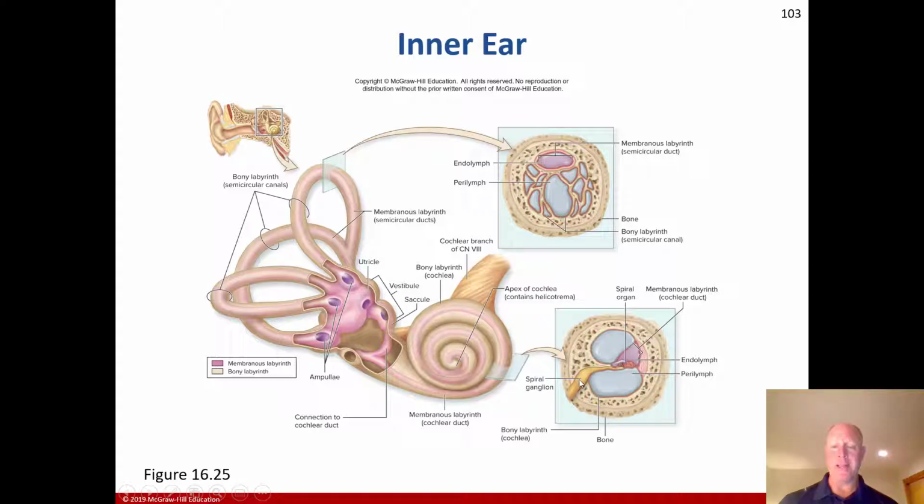This is our spiral ganglion. Here's the bony labyrinth for the cochlea, the perilymph, the endolymph, the membranous labyrinth, the cochlear duct through here, and the spiral organ right down in there.